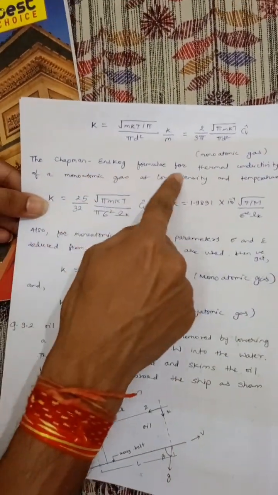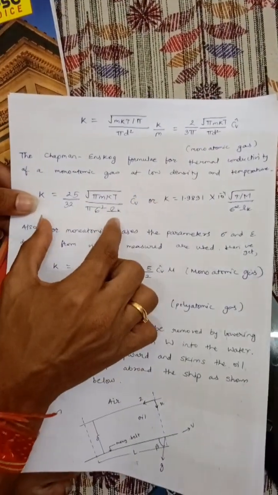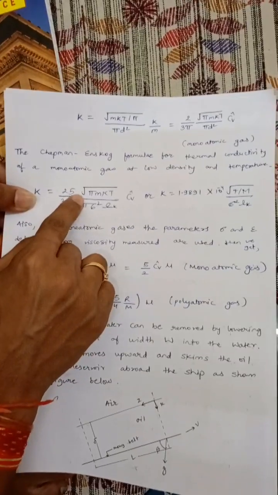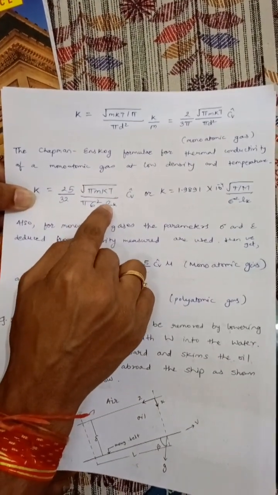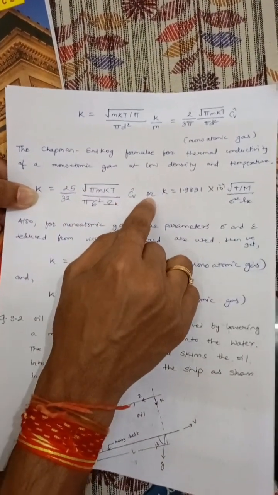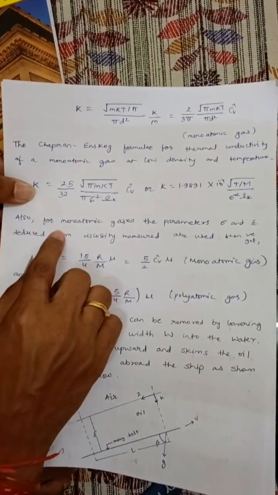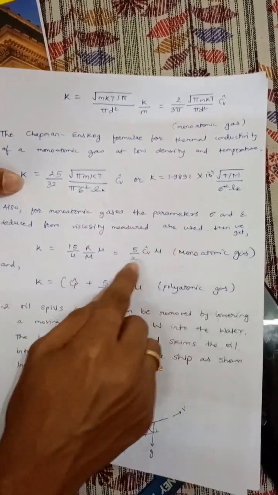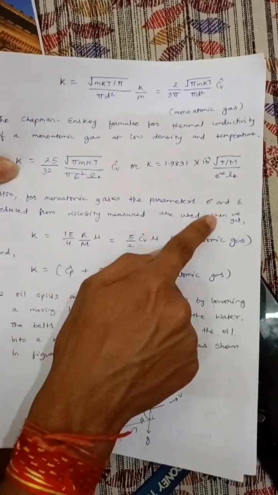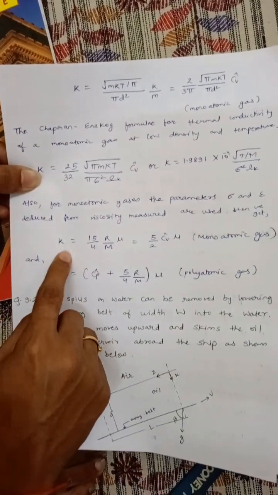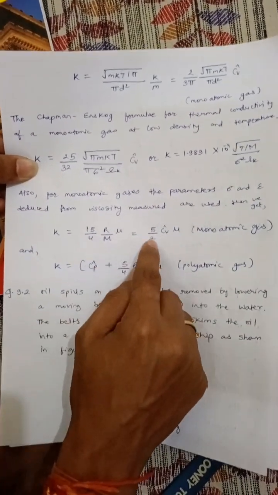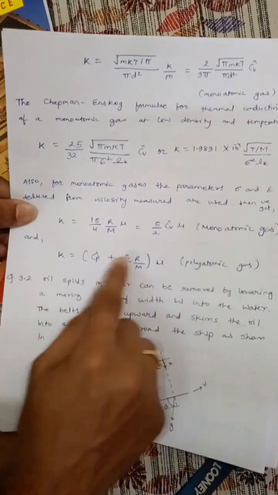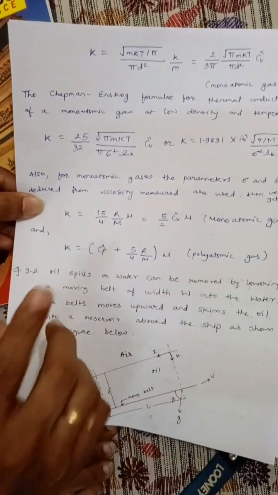Now the Chapman-Enskog formula for thermal conductivity, for which we have derived this: 25 by 32, square root of pi m kT upon pi sigma square omega, into Cv, or k is equal to this. Also for monoatomic gases, the parameters sigma and epsilon are deduced from the viscosity measurement. When we substitute this data, we get k is equal to 15 by 4 R by m times mu, which is equal to 5 by 2 Cv mu for a monoatomic gas. Similarly for a polyatomic gas, we have this.